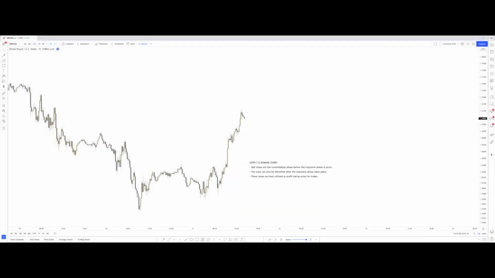All right, let's talk about supply and demand. So basically, supply and demand is how the market moves. When demand is taking control of the market, price is trading higher. And when supply is taking control of the market, price is trading lower. And this is basically how our entire economy works, really.